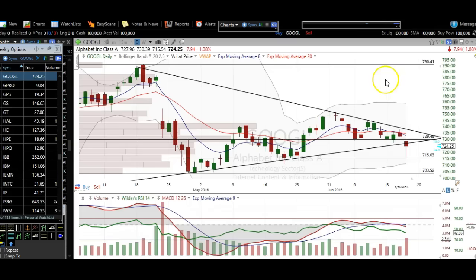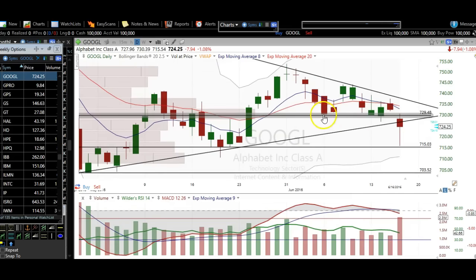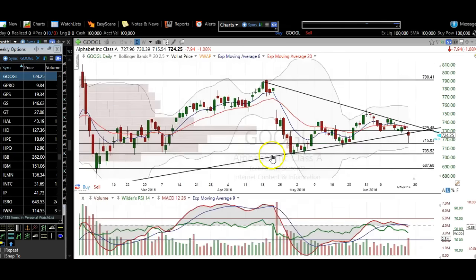Next, I want to cover Google. So Google, while we did have a hammer candle right here on some heavier volume, a couple things to note is that we did break this support right here at about 79.40, and we did break this trend line right here.